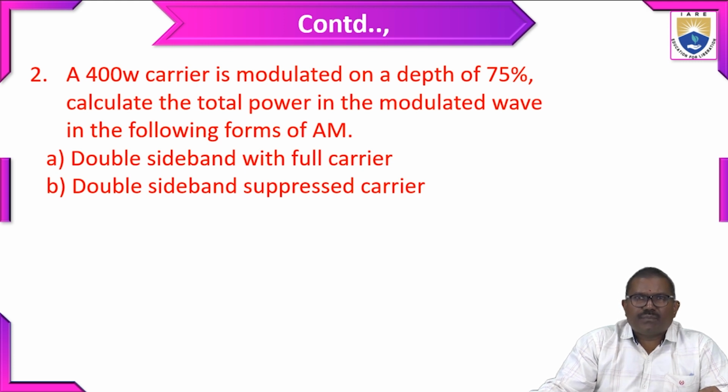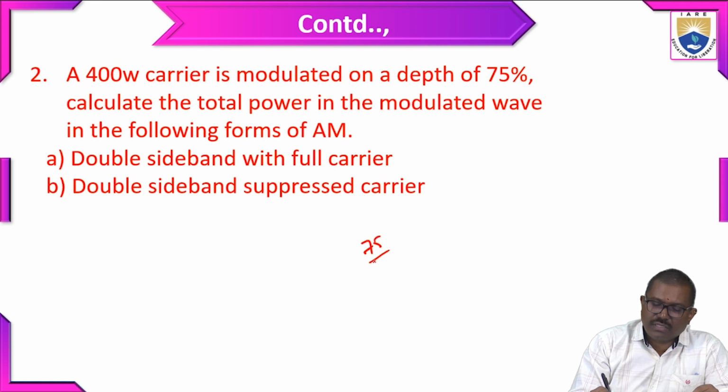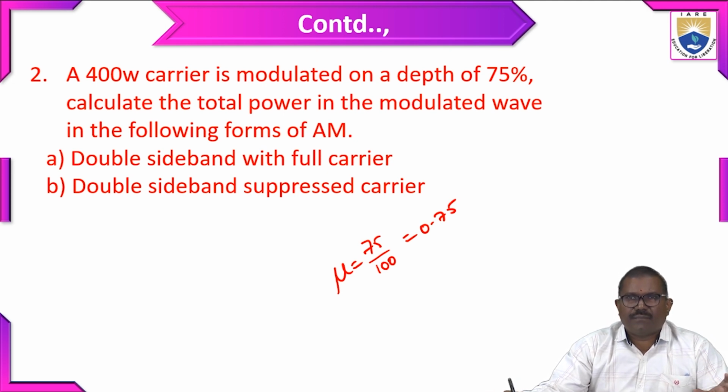Here the given carrier power is 400 watts and the other parameter given is the depth of modulation, 75%. So 75% means mu is 0.75. These are the given values. In this problem we are calculating the total power in AM and the power in DSB-SC.